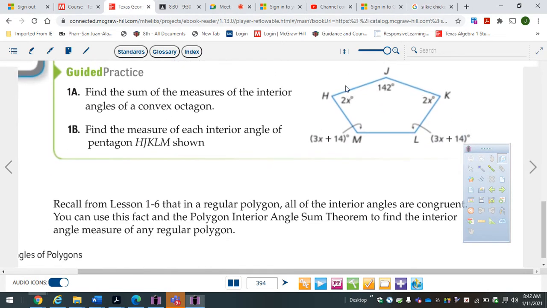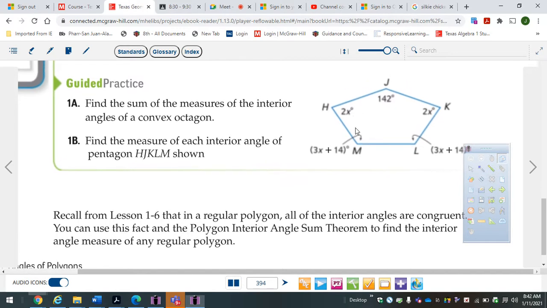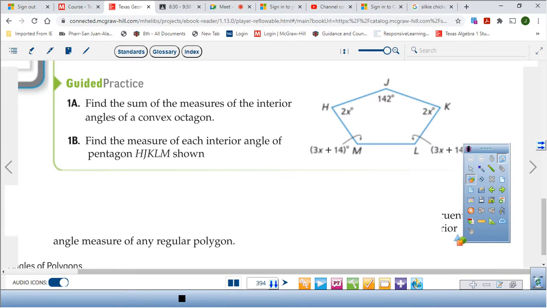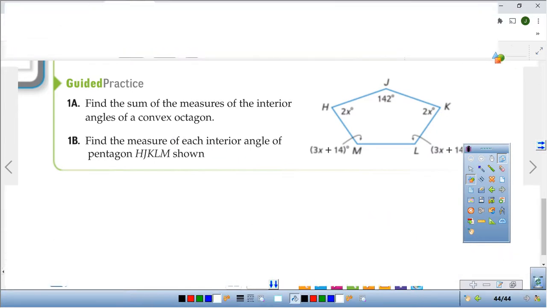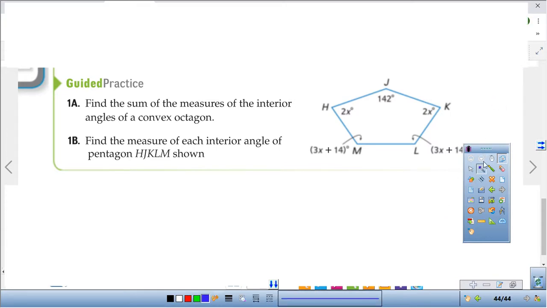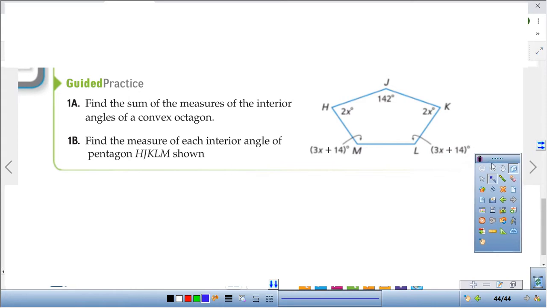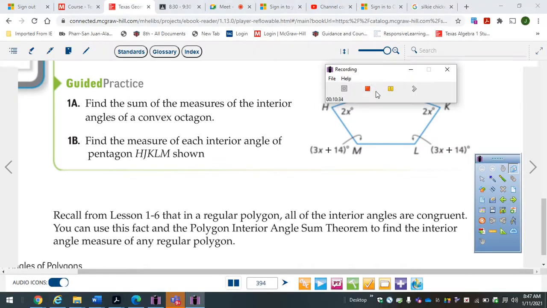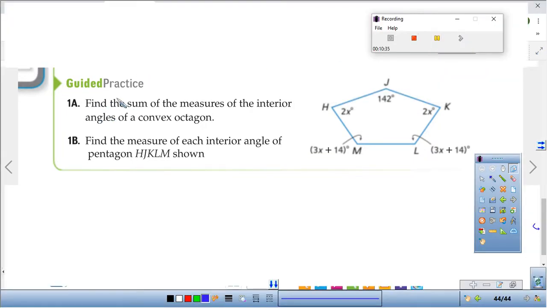Okay, let's try this one right here. Make sure you know this is a 5-sided shape. 1A: find the sum of the measures of the interior angles of a convex octagon. 1B: find the measures of each interior angle of the pentagon HJKLM shown here. I'll give you a couple of minutes to copy it down and work on number 1A. Make sure you write the directions down and draw this pentagon.